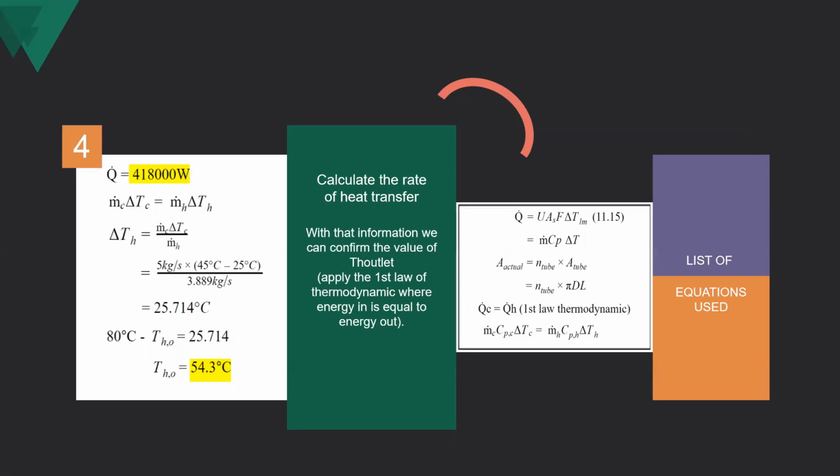After we calculate all of that, we determine the rate of heat transfer and also TH outlet. To calculate the rate of heat transfer, we use mass flow rate times specific heat capacity times change of temperature. So the TH outlet from all of that is 54.3 Celsius.